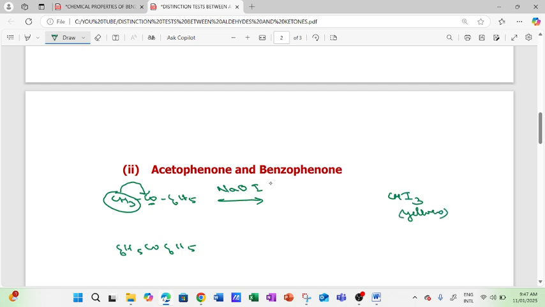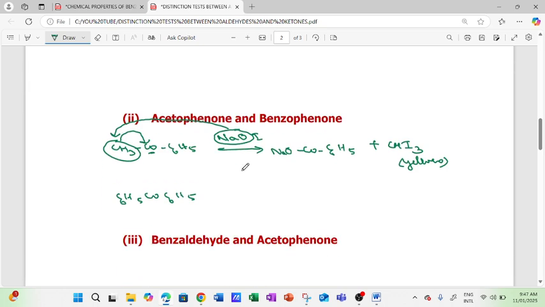CHI3 is iodoform, a yellow precipitate, and that CH3 part will be replaced by ONa. You write ONa in place of CH3 and the remaining is COC6H5. Then you will not be confused. Don't change the remaining part of the fragment. Only CH3 will be replaced by ONa. But for the second one, when you add NaOI, there is no characteristic reaction. This is how we can distinguish acetophenone and benzophenone.